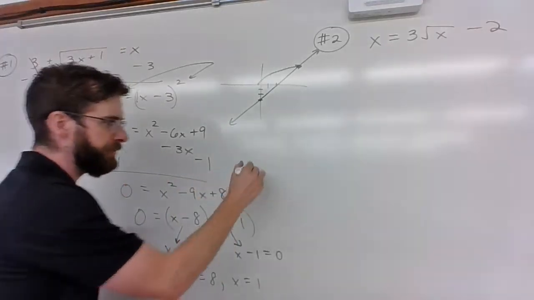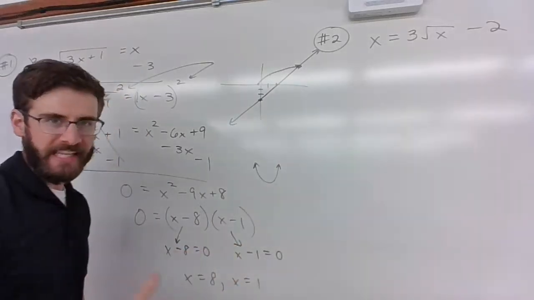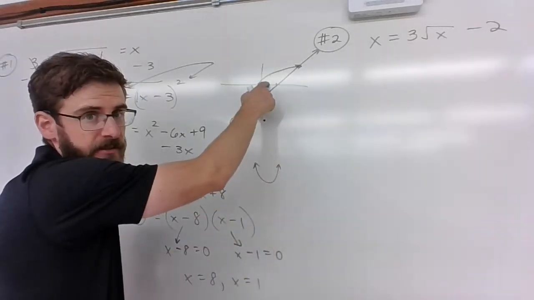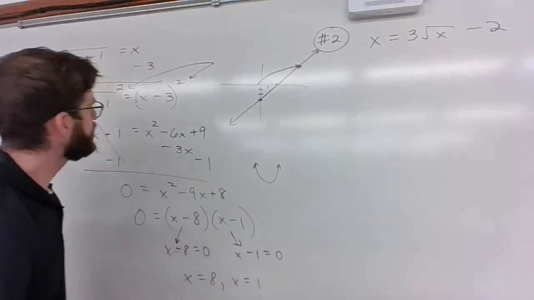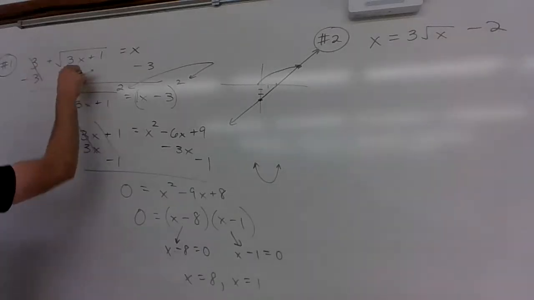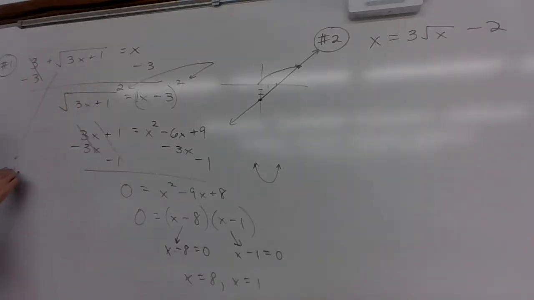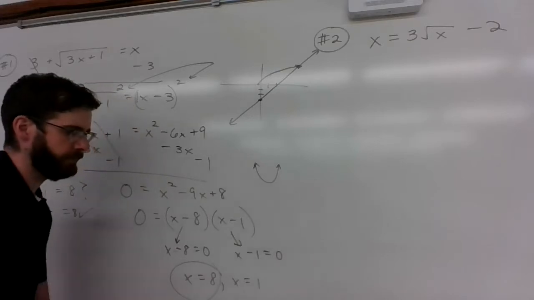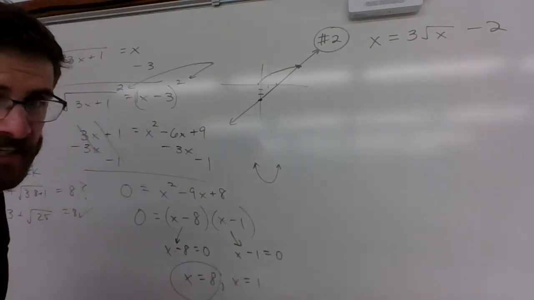We created something that looks like this, when really in reality, it looked like this. So one of these actually isn't a solution. You can check by plugging it into the original statement. Plug 8 in right here. So this is our answer check. Is 3 plus the square root of 3 times 8 plus 1, does that equal 8? That's 25. 3 plus 5 is 8. That one checks out. So this one probably doesn't work.